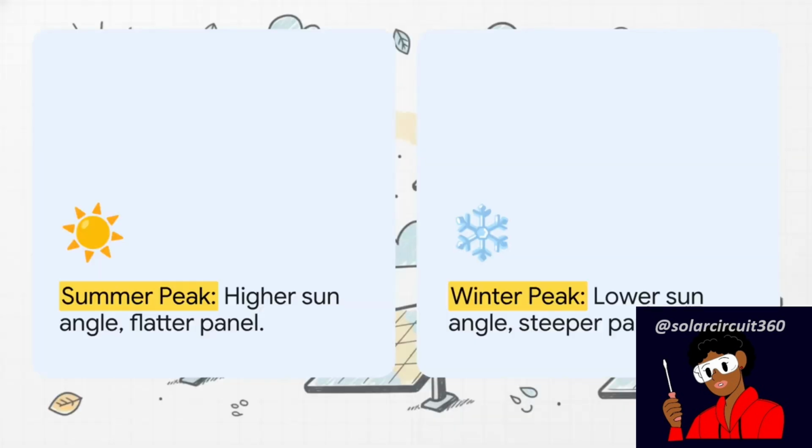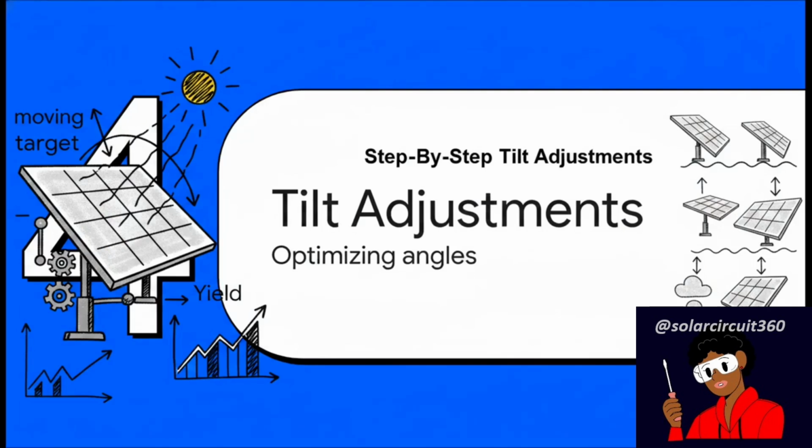So the reason that misalignment happens in the first place is because the sun doesn't just sit perfectly still in the sky, right? Its path changes depending on the season, thanks to the Earth's axial tilt. At the summer peak, the sun is way higher in the sky, which means your panels need a flatter profile to catch those rays straight on. But down at the winter peak, the sun sits much, much lower on the horizon, requiring a steeper panel profile. This proves exactly why a fixed set-in-stone panel angle simply cannot capture maximum direct irradiance all year round. It's literally a constantly moving target. So how exactly do we hit a moving target? Let's move to section 4, step-by-step tilt adjustments.